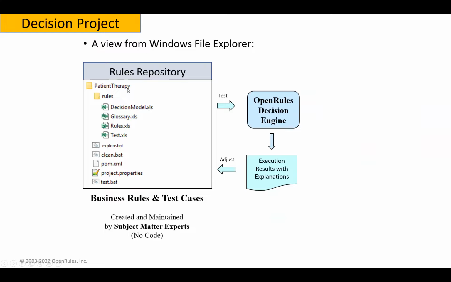When you download OpenRules, you will get this decision model. It is the folder patient therapy. We created a subfolder rules, and this is our simple rules repository. We placed all these tables, what we discussed, in different files. For example, the glossary was in a separate file, and all the rules are here.